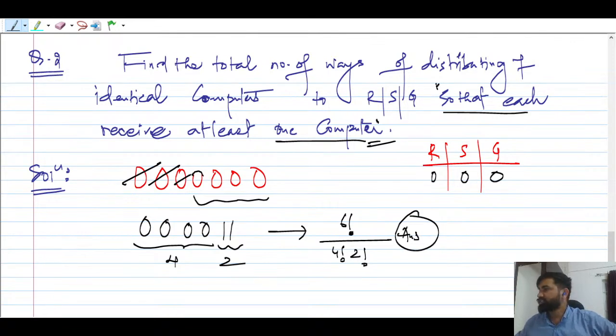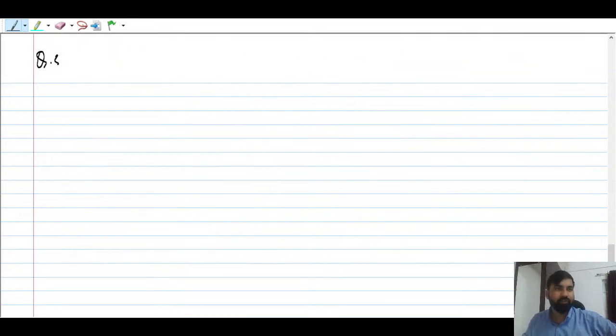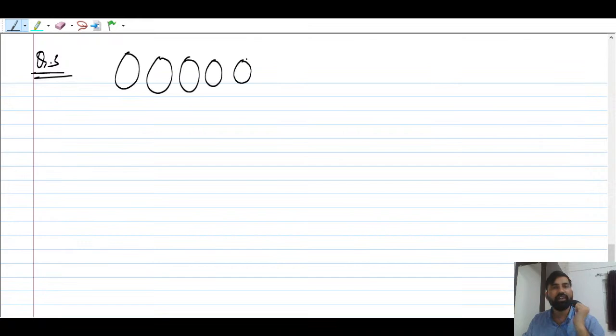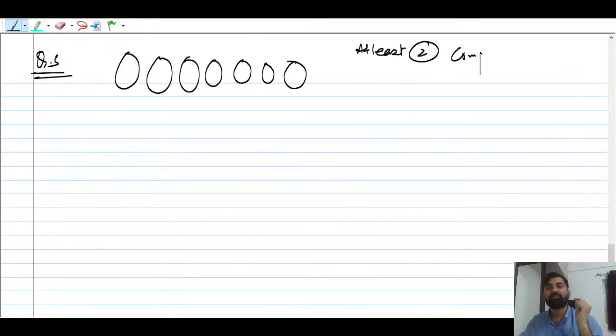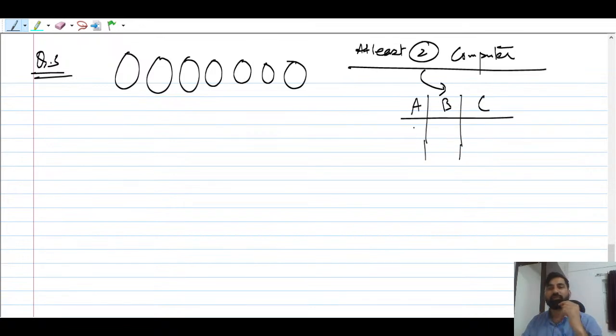So I think you guys can solve it. Suppose a question comes like this, same question number 3. Suppose there are 7 computers, 1 2 3 4 5 6 7, and you have to give at least 2 computers to each of 3 persons, A, B, C. At least 2 computers, meaning you give 2 coins, 2 coins, 2 coins. So how many coins have you given here? That is very important to understand. So 1 2 3 4 5 6. 6 coins you have already given, right?